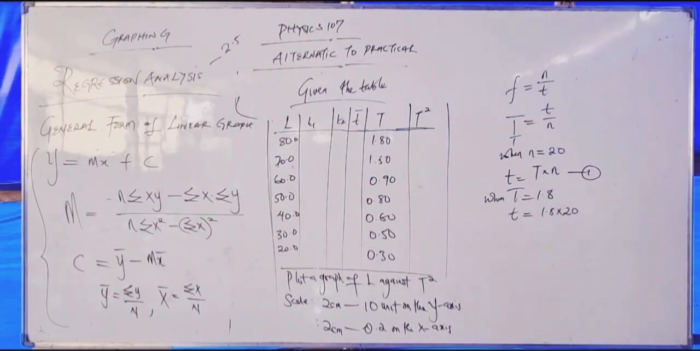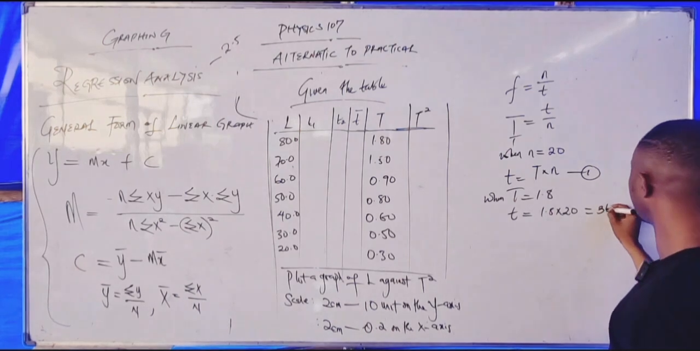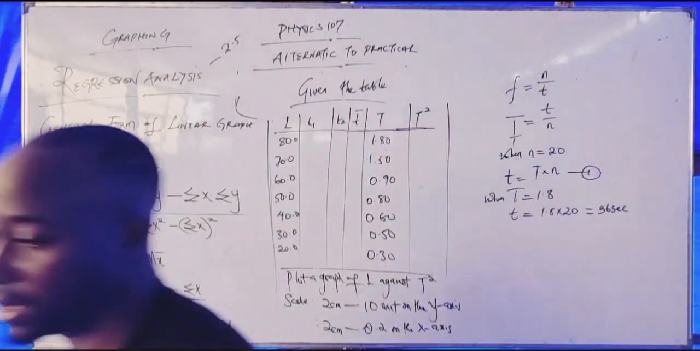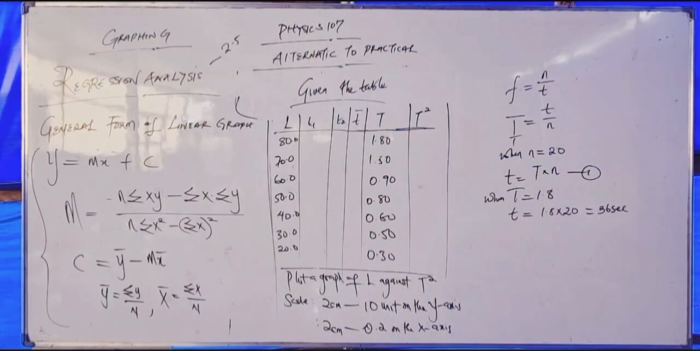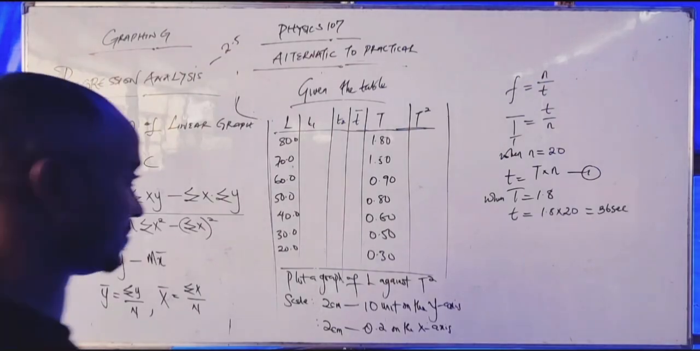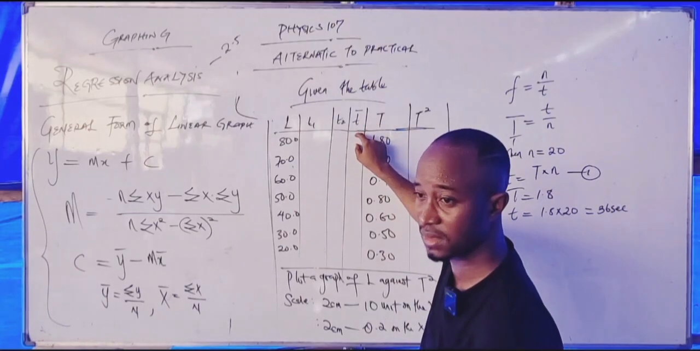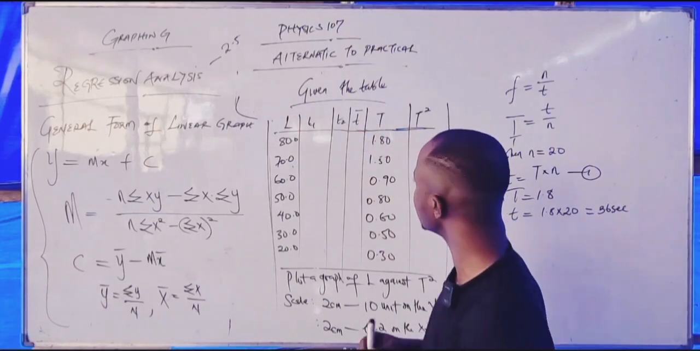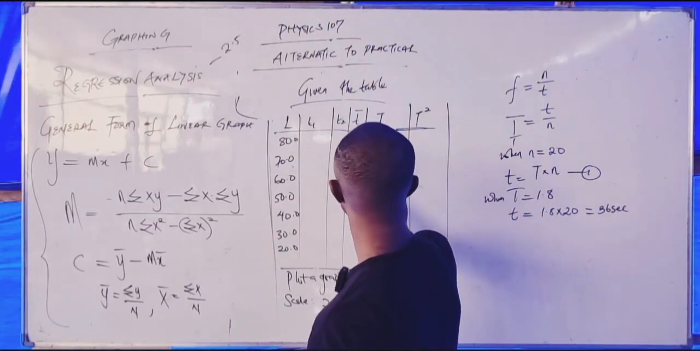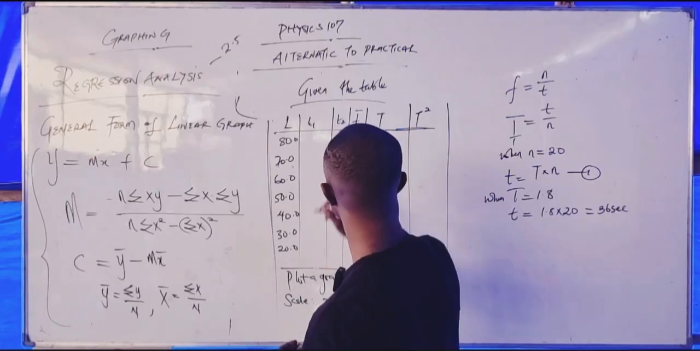What do you have? 36 what? Seconds. So let me get something. Okay, so we have gotten our T as 36, is that not? This is supposed to be the average, right? So that will be 36.0.